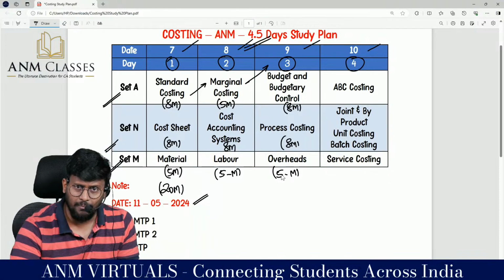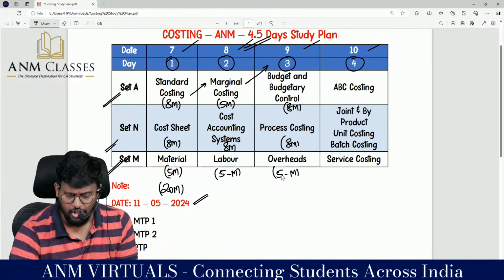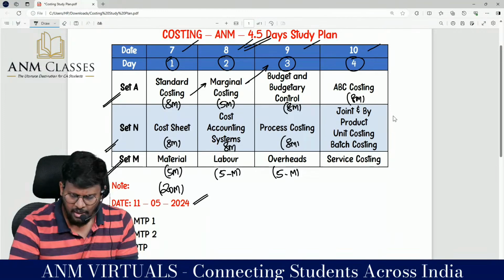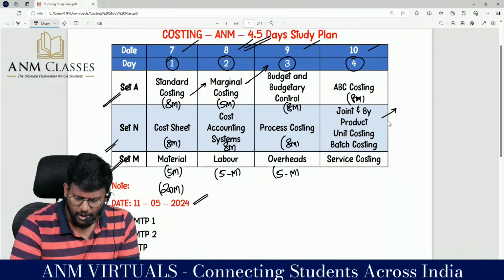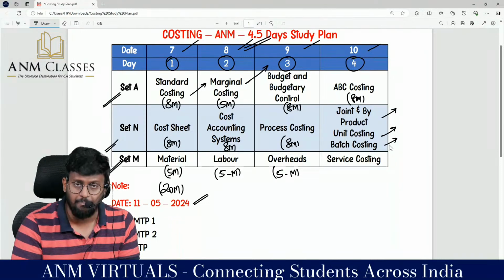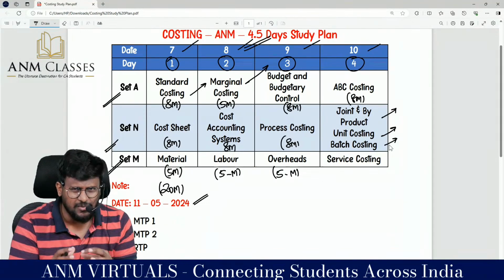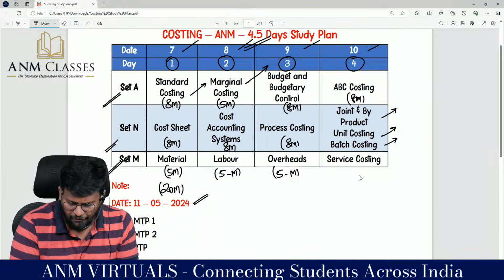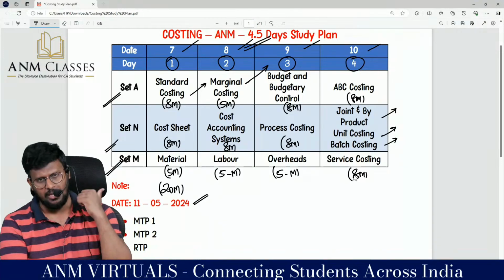On day 4, that is just 1 day before the examination: ABC costing, very important, an 8 to 10 mark area. Then you can quickly go through joint product, by-product, unit costing, batch costing. These are all just for the mental satisfaction that I have completed this many chapters. And another very important area for the exam, again, is service costing, an 8 mark area.